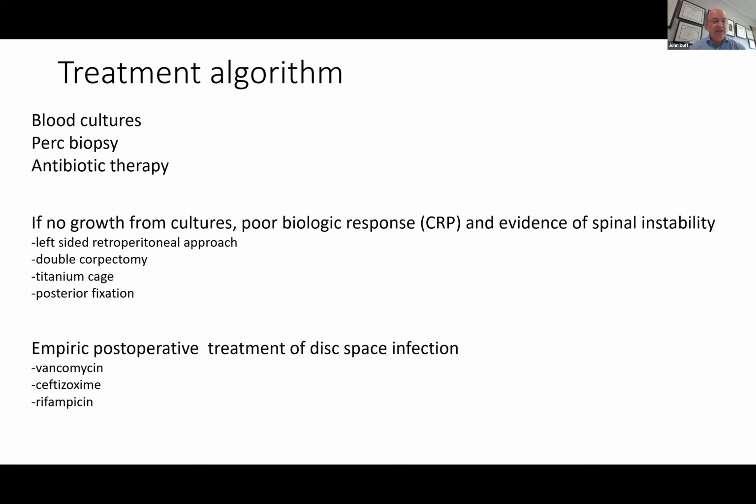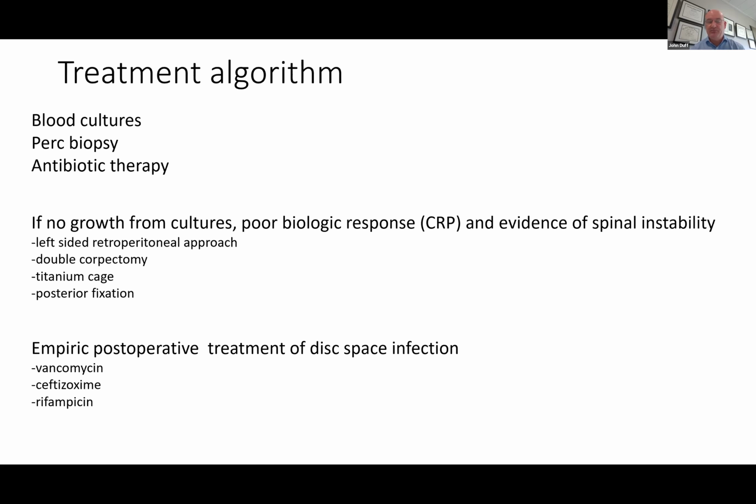I would then put a titanium cage in, and I would close the retroperitoneal approach, and I would turn the patient over onto her front, and I would do a posterior percutaneous fixation through the back. And then while waiting for the definitive results, postoperative empiric treatment using a mixture of antibiotics and rifampicin largely, to penetrate the biofilm that will inevitably form on the implants.